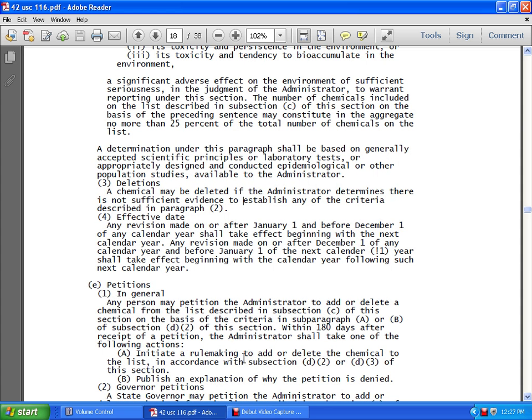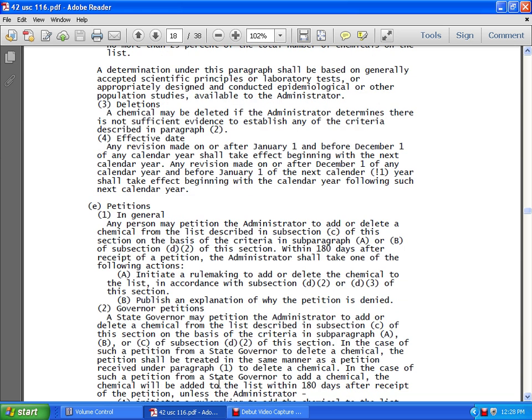Effective date. Any revision made after January 1st and before December 1st of any calendar year shall take effect at the beginning of the next calendar year. Any revision made after December 1st of any calendar year and before January 1st of the next calendar year shall take effect beginning with the calendar year following such next calendar year. Petitions. Any person may petition the administrator to add or delete a chemical on the list in subsection C of this section on the basis of the criteria in paragraph A and B of this subsection. The administrator shall respond within 180 days after receipt of the petition.